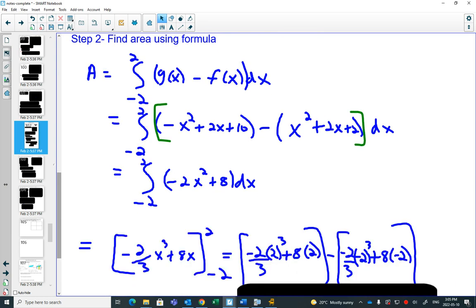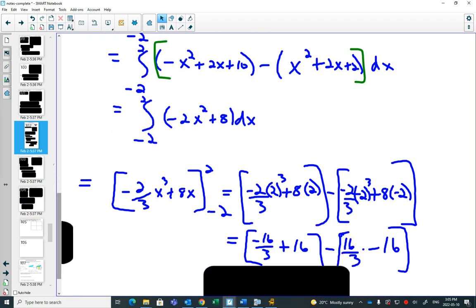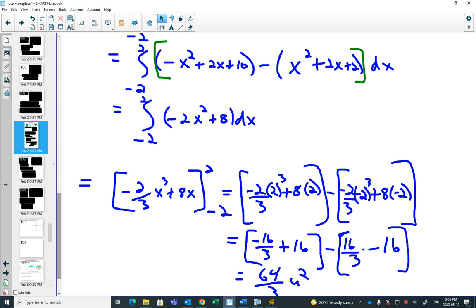And that's not a hard integral to do. Can I scroll down to here? Is that okay? And we get 64 over 3 as the area.